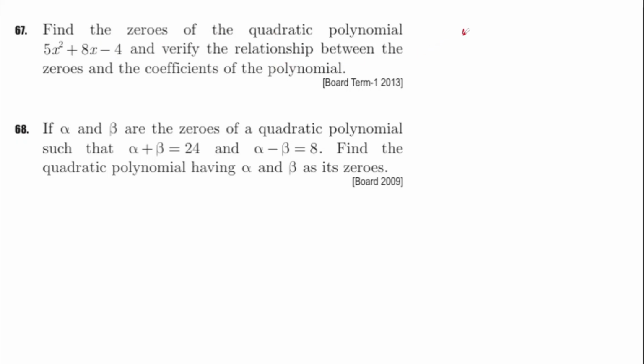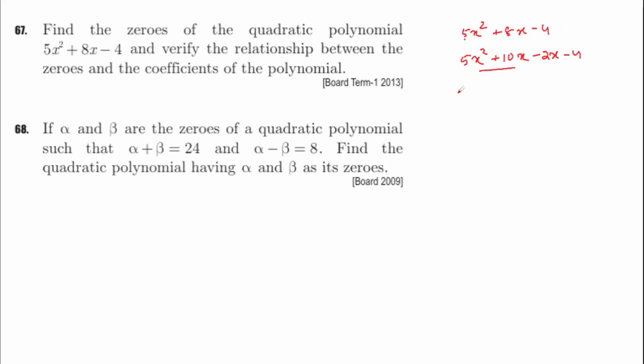So 5x square plus 8x minus 4. Okay, now as we have already done this, I am doing it in a speedy manner. Now if you multiply, the answer will be 20, and if we add, the answer should be 8. So clearly you can see that one number is 10 and another number is 2. So this is plus 8, so 10 minus 2 will give you 8 and 10 into 2 will give you 20, which is equal to 5 into minus 4.